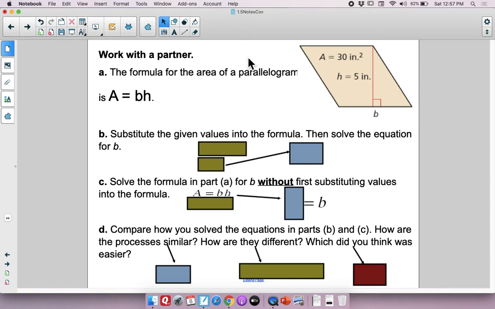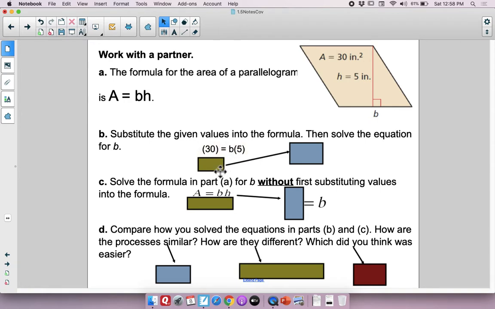And here we have a parallelogram. And the formula for the parallelogram is a base times its corresponding height. So it's the height, in other words, the perpendicular segment that comes to a particular base. So for B, substitute the given values into the formula, then solve the equation for B. Okay, so notice here you're given what A is, you're given what the height is. So all you have to do is substitute in. So go ahead and do that.